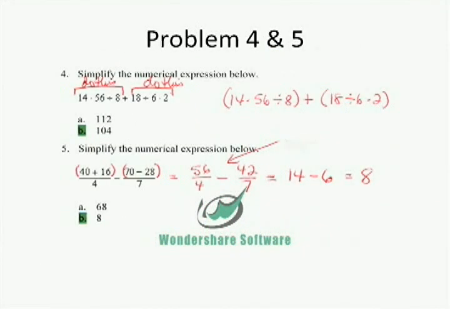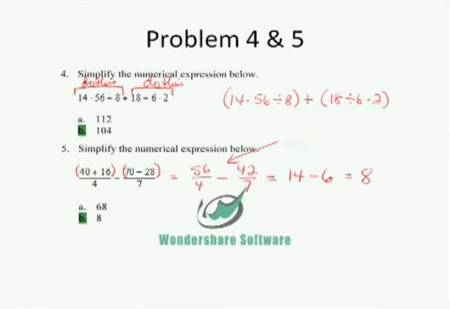Number 4, there's operations on one side. It says 14 times 56 divided by 8. Then you see a plus sign, and then 18 divided by 6 times 2. Well, PEMDAS, there's no parenthesis, there's no exponents, but you do have multiplications and divisions. You need to do those as a set first.